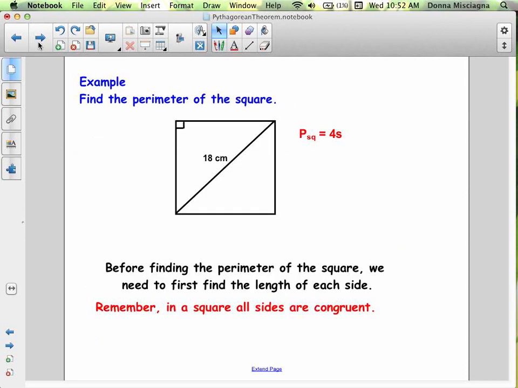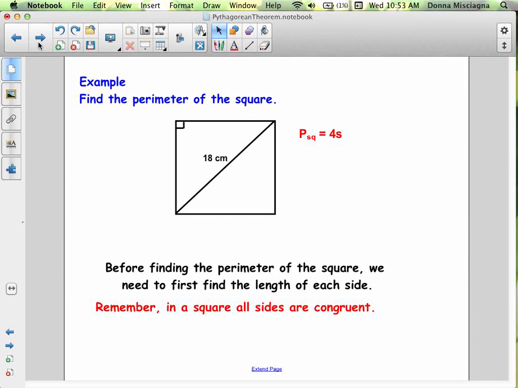So now we're going to find the perimeter of the square. Well, the square has some things in common with the rectangle. It does have all right angles, which means that the diagonal of a square is going to divide the square into 2 right triangles. But they're not going to be just any right triangles. No, they're going to be isosceles right triangles, because we know that a square has all sides congruent.